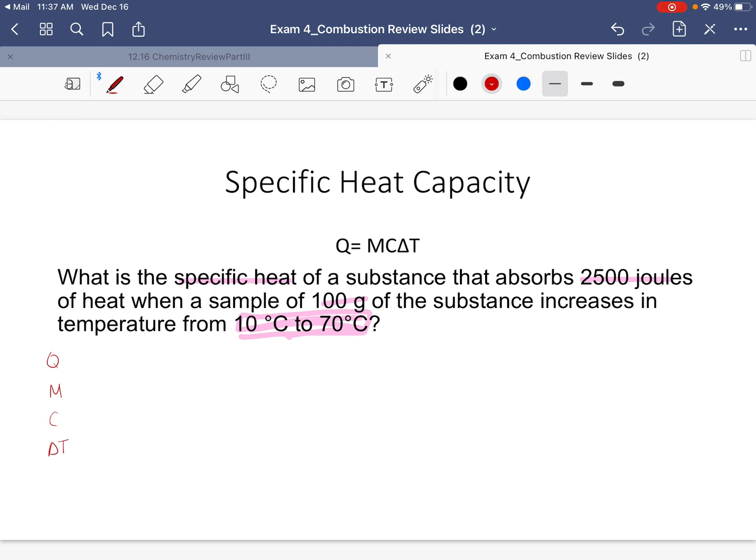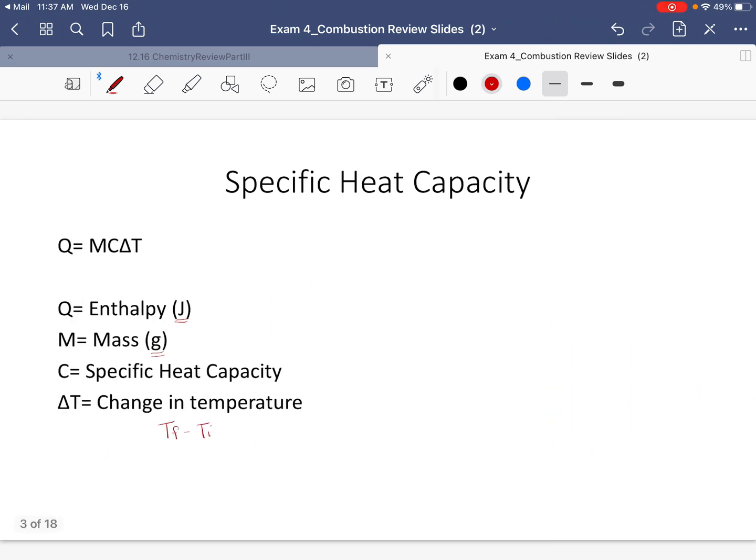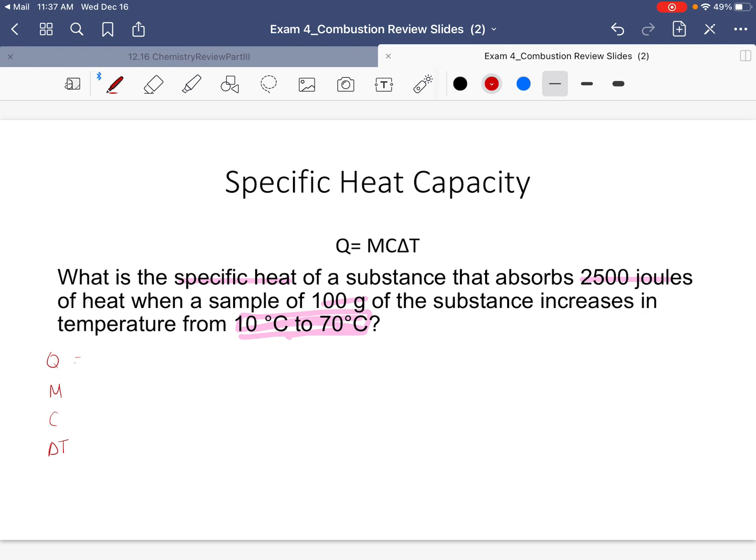The substance absorbs 2,500 joules. So if you remember back here, Q is enthalpy, so it's in joules. So 2,500 is my joules. I'm looking for the specific heat. I do have the mass right there. It says 100 grams. What is the specific heat? That's what it's asking for. So I don't know this. That's going to be labeled as X. And then the change in temperature, I have temperature final minus temperature initial. So 70 minus 10 to give me 60 degrees. Let me set it up real quick and then we'll solve for the missing value.